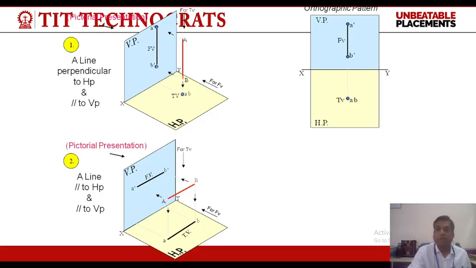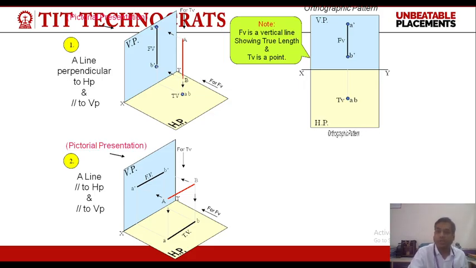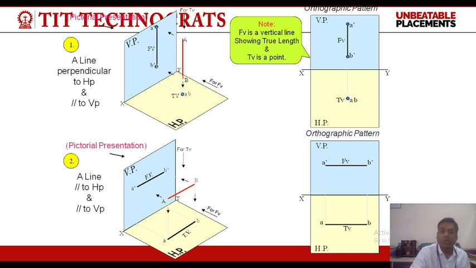When we draw it in reference to the XY line, as I have told you in the first case, when the line is perpendicular to HP, in the front view we will get true length and in the top view we will get a point. And when the line is parallel to both HP and VP, the final projections are parallel to the XY line, both in the front view as well as in the top view.